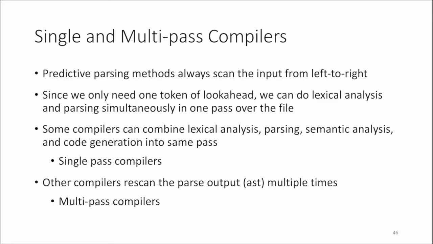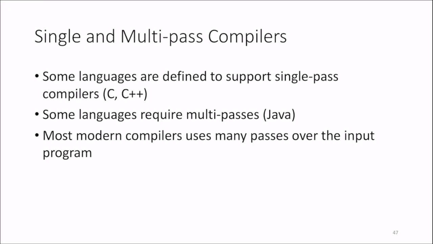There are other compilers that rescan the parse output, or the abstract syntax tree at least, which is the output of the parser, multiple times. So they might traverse the abstract syntax tree multiple times in order to do code generation. And these are called multipass compilers. Some programming languages are defined in such a way that they support single pass compilers, like C and C++. Certain aspects of their semantics are simplified so that you can do it in a single pass. Some languages require multiple passes because it's not so easy to find all the semantic errors without doing multiple passes. Java is an example of that. So many modern compilers use multiple passes over the input program.